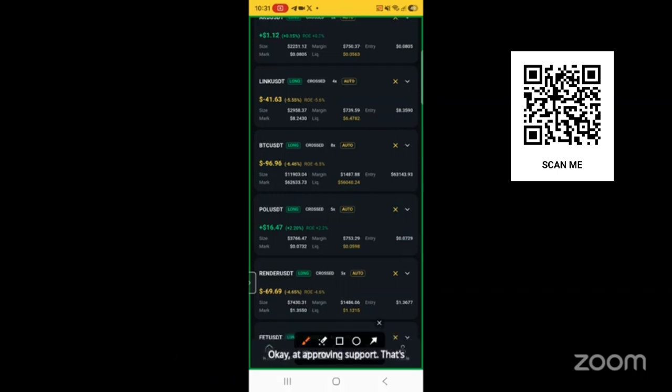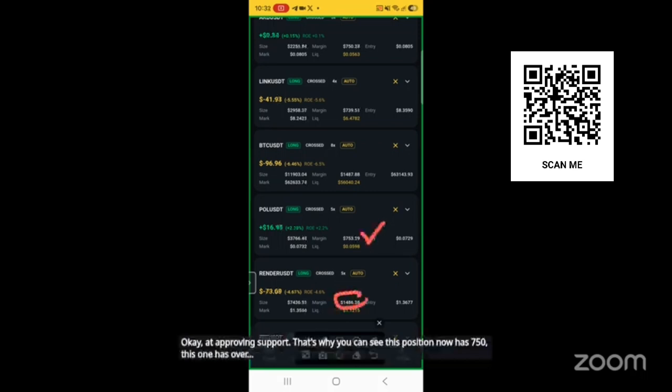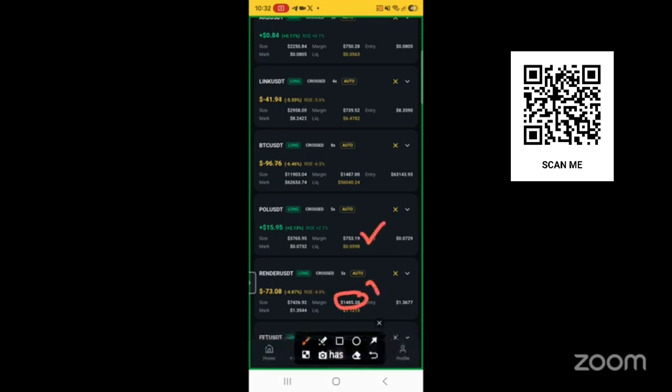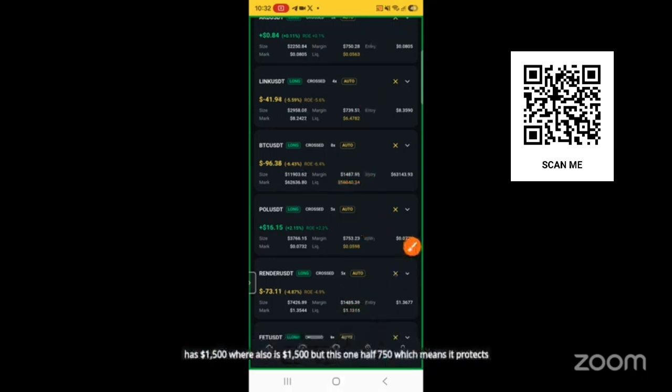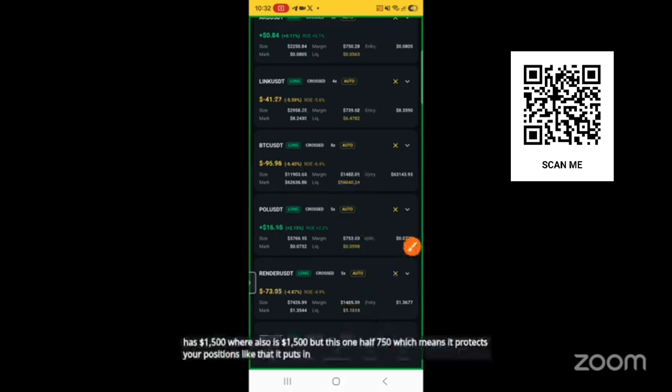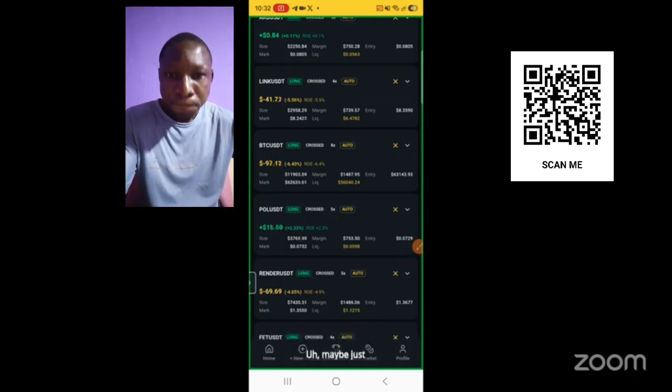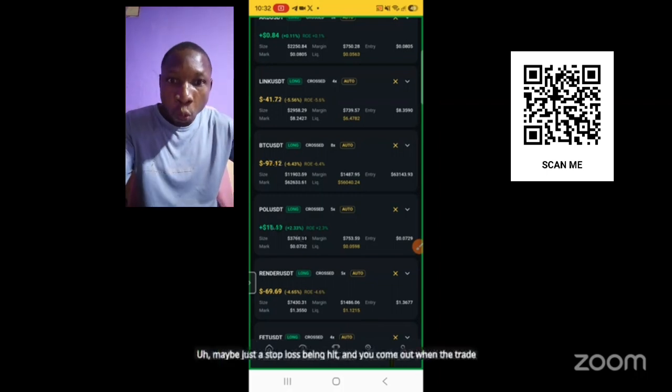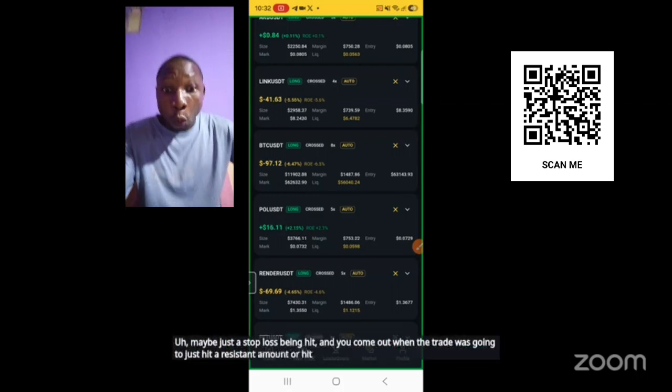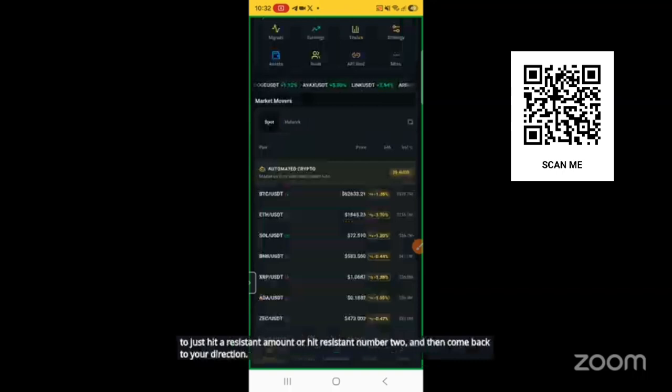That's why you can see this position now has $1,500, but this one has 750, which means it protects your positions like that. It puts in more money to protect the position against maybe just a stop loss being hit, and you come out when the trade was going to just hit resistance number 1 or resistance number 2 and then come back to your direction. That's one of the risk management.